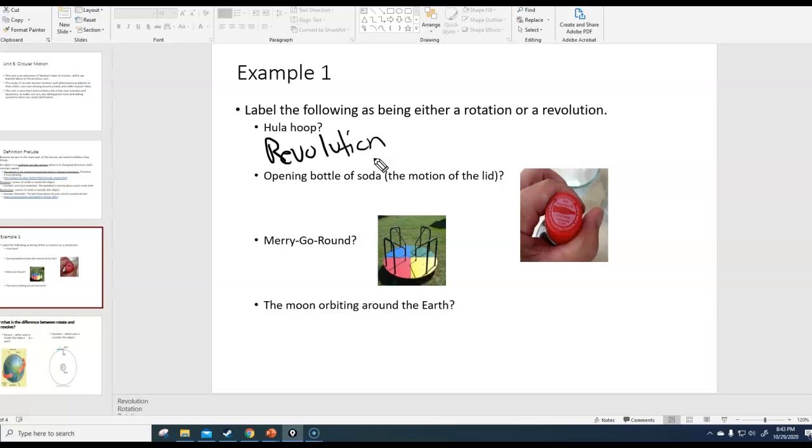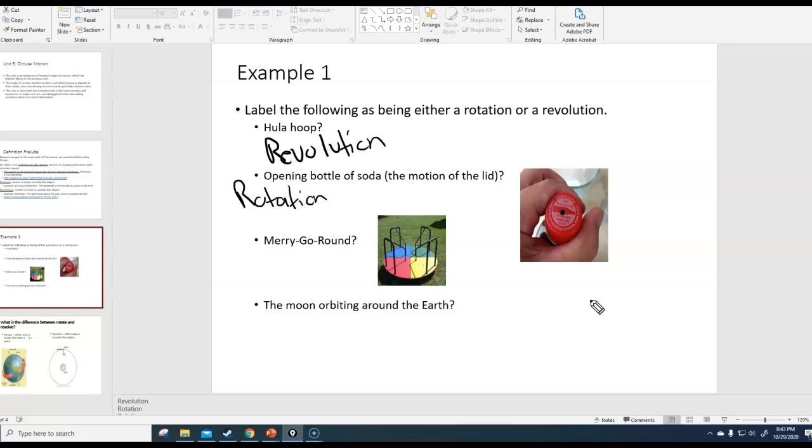What about when you open a bottle of soda? Think about when you twist the lid. As that lid moves in a circle, is that a rotation or a revolution? Well, the center of the circle is right here in the center of the lid. That is inside the object. Therefore, that is an example of a rotation. The lid of the bottle is rotating as you twist it.